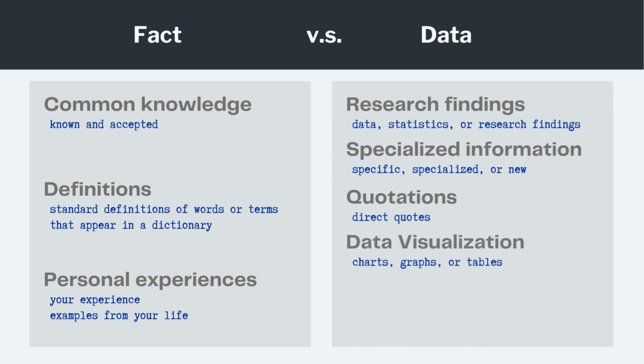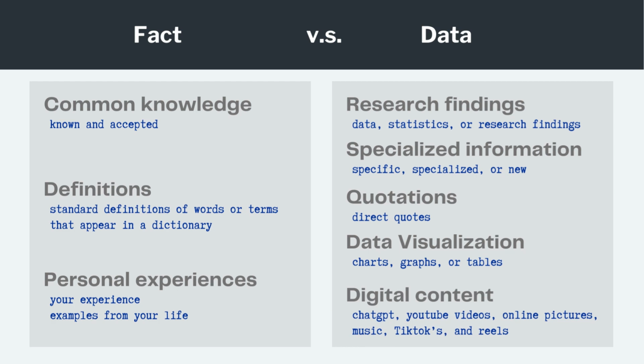Data visualization. Charts, graphs, or tables that present data should be cited even if you've changed the way to show it. Digital content. Yes, ChatGPT, YouTube videos, online pictures, music, TikToks, and Reels all need to be cited. For example, my videos have background music that I didn't compose and some stock videos that are from Canva, so I added the credits in the description. Basically, if you didn't make it, you need to give credit.